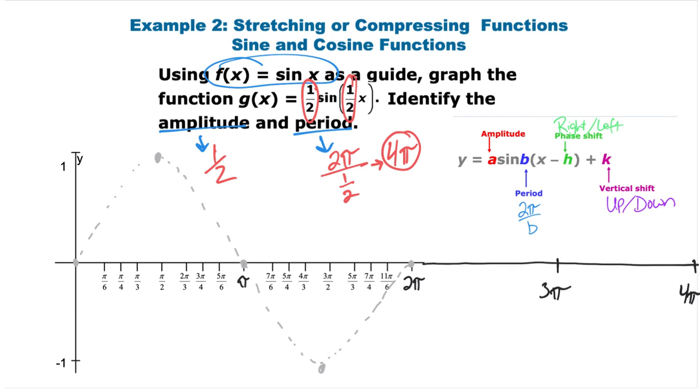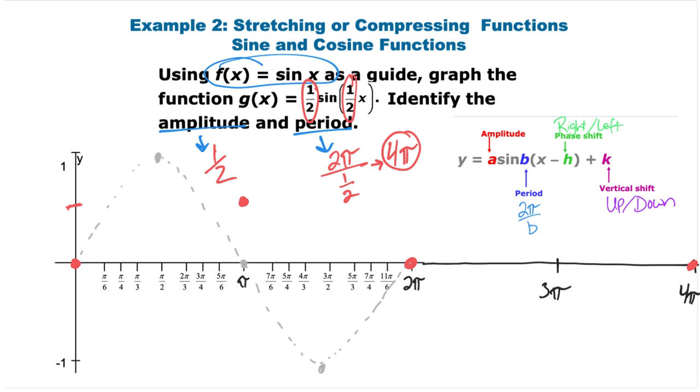So now, instead of a full cycle happening in a period of 2 pi, the full cycle now is going to happen in a period of 4 pi, so it's going to be very stretched out. So here we go as we graph this. We're still starting at the origin, and we're going to end here at 4 pi. That means the halfway point is going to be 2 pi. Now in between 0 and 2 pi is going to be pi, so that's going to be at an amplitude of 1/2. So it's going to be much shorter.